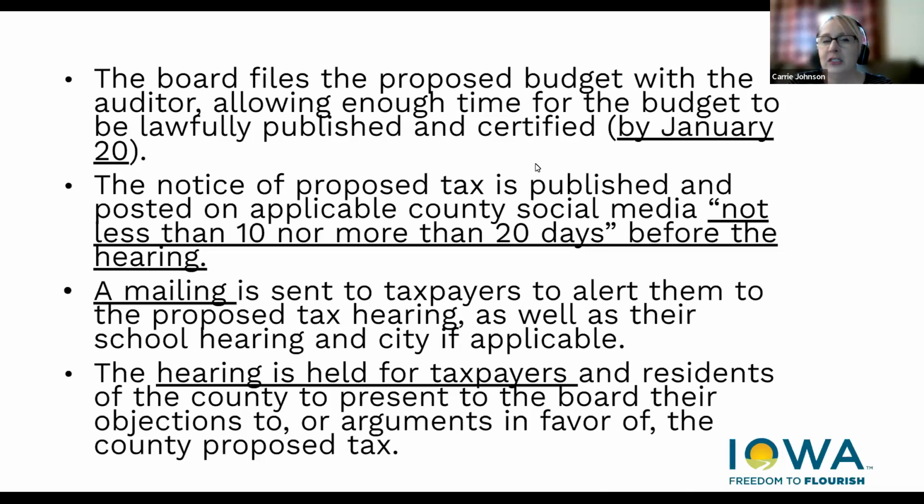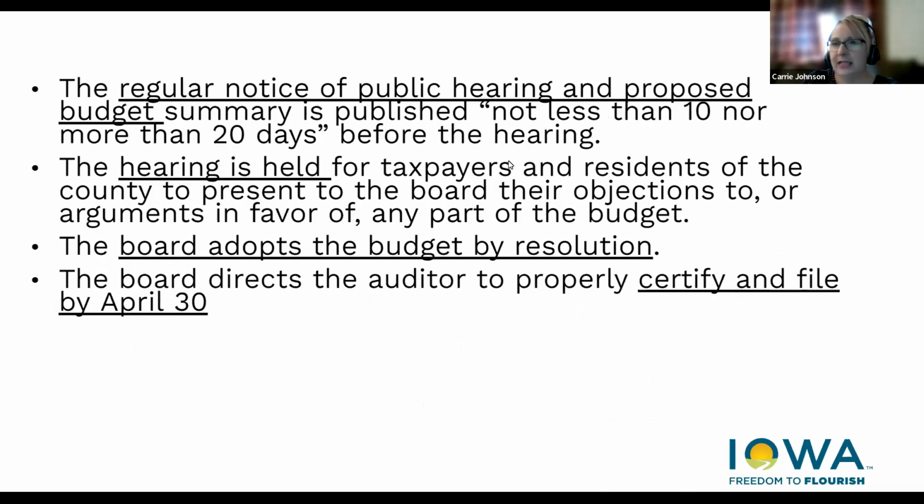And then in addition to that, something new, a mailing is sent to taxpayers to alert them to that proposed hearing. So your individual taxpayers will get a mailing that will give them notification of your proposed hearing, and that notification will also tell them about their proposed school budget hearing and city hearing if they are a city resident. And then that hearing is held. So taxpayers have an opportunity to come to the public hearing and present their concerns or support for the proposed tax.